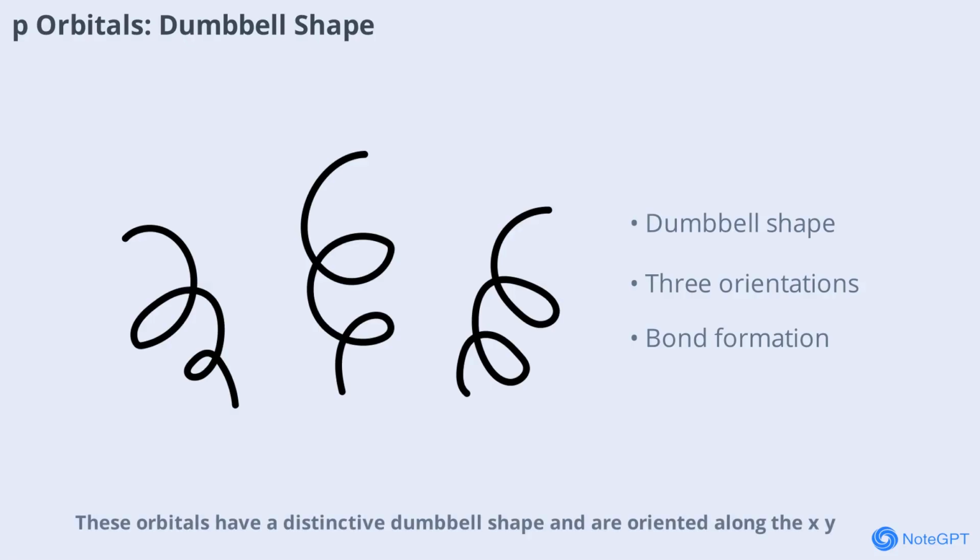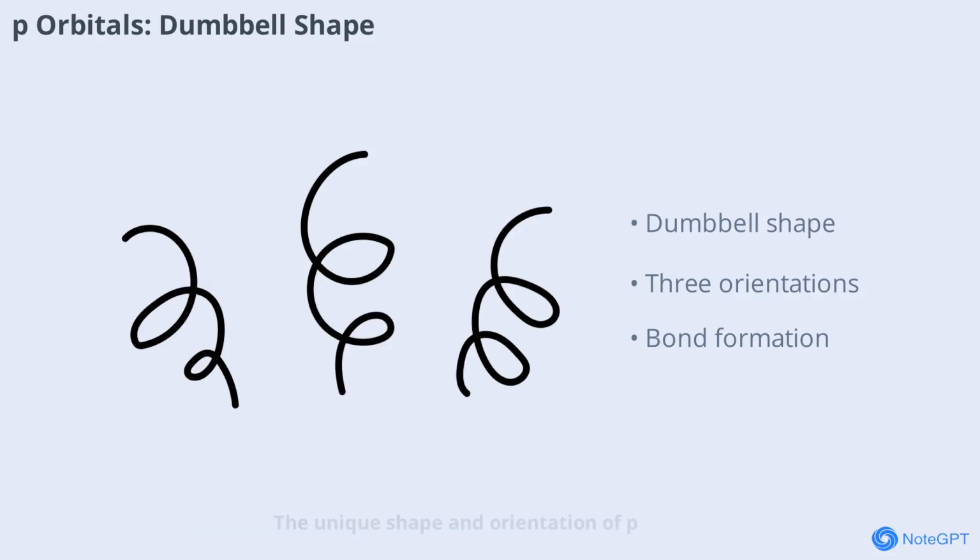Next, we have the p orbitals, which start appearing at the second energy level, n equals 2. These orbitals have a distinctive dumbbell shape and are oriented along the x, y, and z axes. There are 3 p orbitals in each energy level where they exist, and they play a major role in forming covalent bonds. The unique shape and orientation of p orbitals allow for the creation of complex molecules.